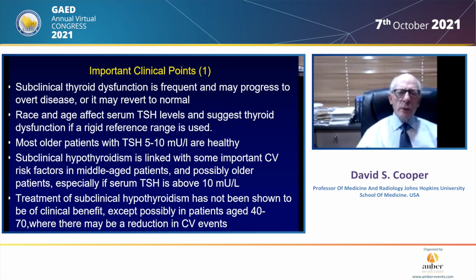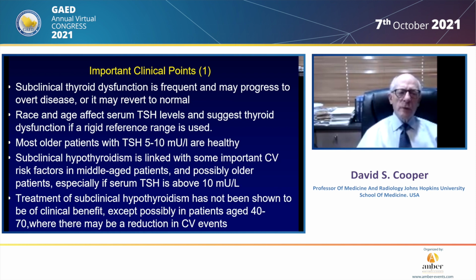So here are just some points. Subclinical thyroid dysfunction is frequent. It may progress to overt disease, but it may revert back to normal. Race and age affect certain TSH levels and suggest thyroid dysfunction if you use rigid reference ranges, and that's why it's important to take the patient's age into consideration with TSH levels going up with aging.